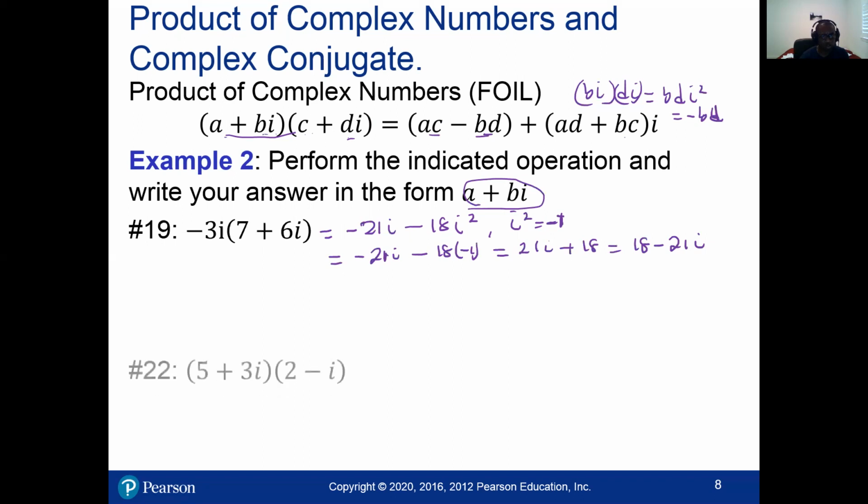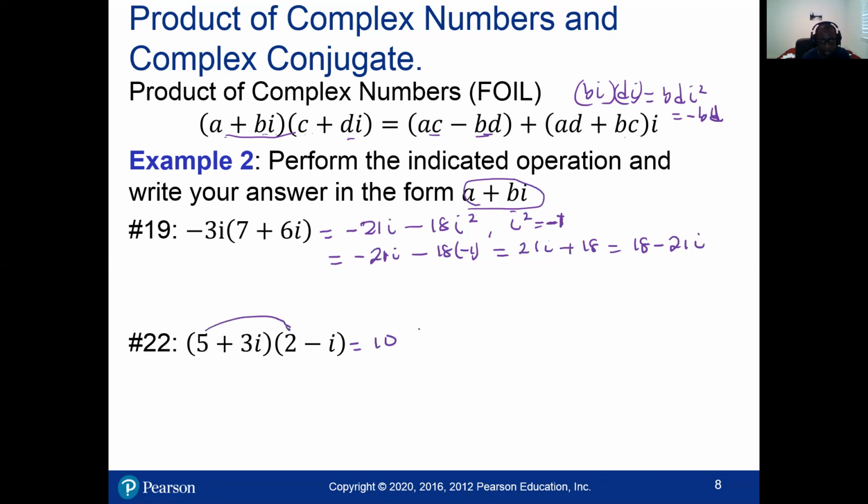All right, let's go to the next one. If you want to FOIL this, as we can see, it depends on the sign there. So let's FOIL this. 5 times 2 gives me 10. And then 5 times minus i, which is minus 5i. And then 3i times 2 is plus 6i. And then this last term is minus 3i squared. So let's simplify that.